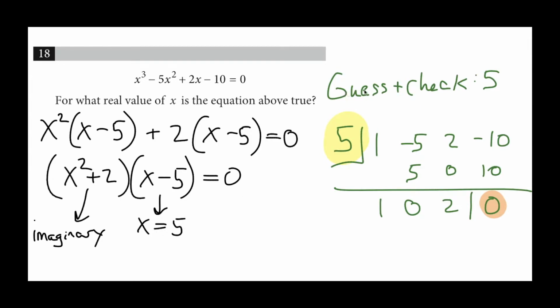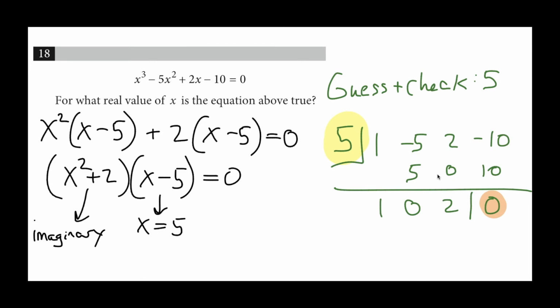You could also guess and check if you wanted to. Eventually, you'd get to 5. You know that there's a theorem that says that you could find all the factors of 10, and so you could guess and check positive 1, negative 1, positive 2, negative 2, positive 5, negative 5, and only 5 would work. Synthetic division is a fast way to do that, and when you get 0, you know that you get an answer. When the remainder is 0, then this is it.